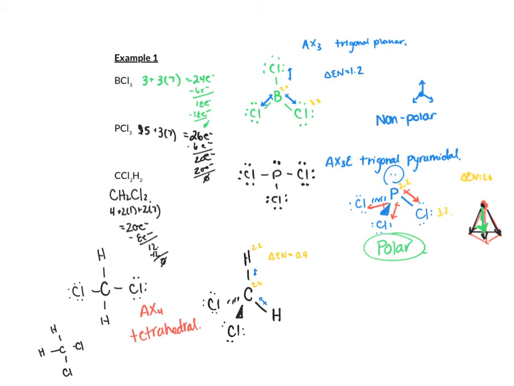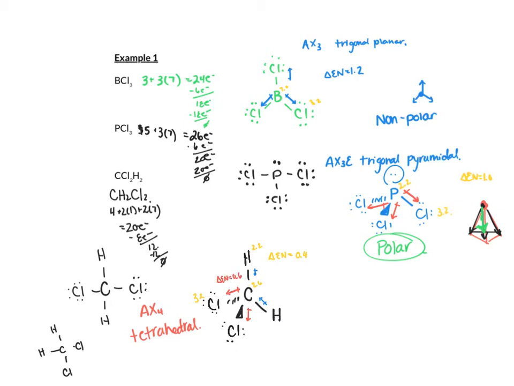Carbon to chlorine. Chlorine, again, is 3.2. So the pull on chlorine will be a little bit larger and is pulling towards those chlorines. So the difference in electronegativity here was 0.6.